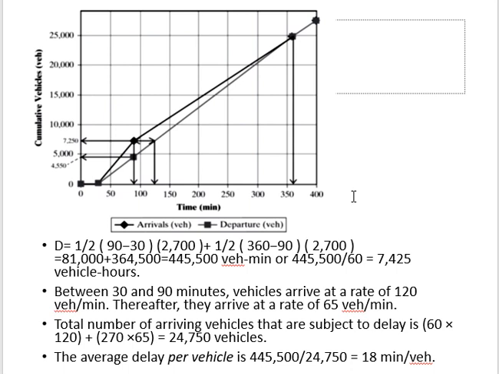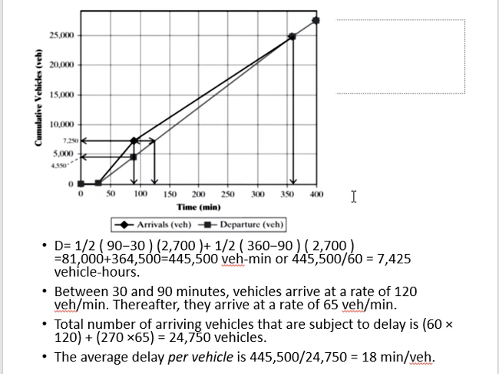Departure, this is departure. The other one is arrival. So it was 120, then it became 65, and this is 75 per minute. So you see the rate is shown as a slope. Okay, why did the slope change here? Because the rate changed for arrival. It did not change for departure. And you can see at this point they meet again. Which point is this? 360, because the queue is gone.